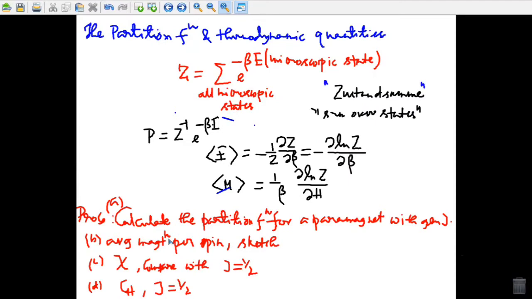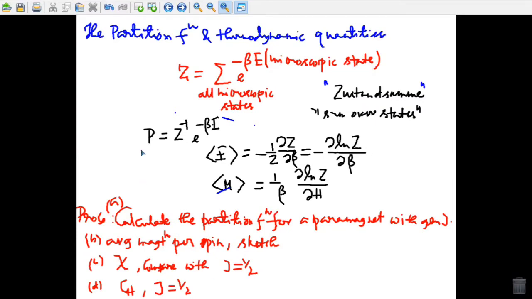The second problem is calculate the average magnetization per spin and sketch it as a function of magnetic field H. Third is calculate the susceptibility and compare it with that we calculated for J equal to half. And the fourth one is calculate the specific heat CH and compare it with the result for J equal to half. So this is the exercise for today, and we will discuss now how to calculate it, right?